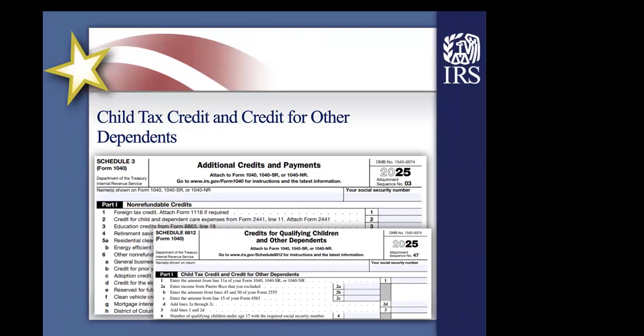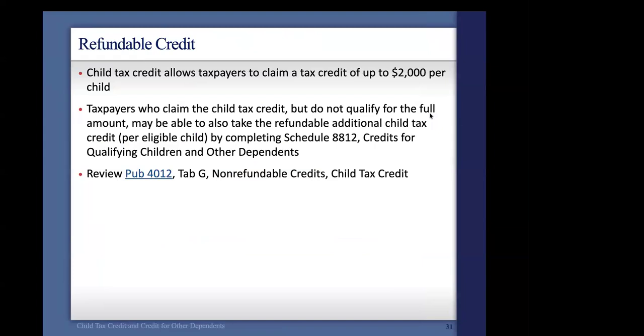Child tax credit and credit for other dependents. Anytime a taxpayer comes in with a qualifying child that meets this criteria, this is going to be one of the most common credits that you see. The child tax credit and credit for other dependents.